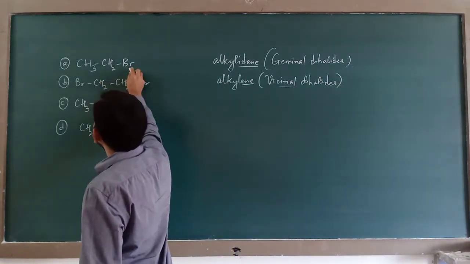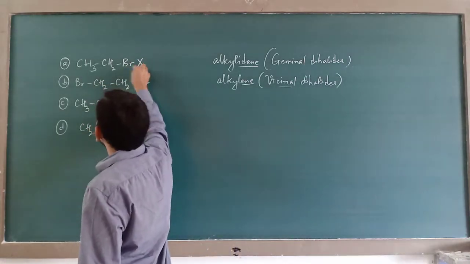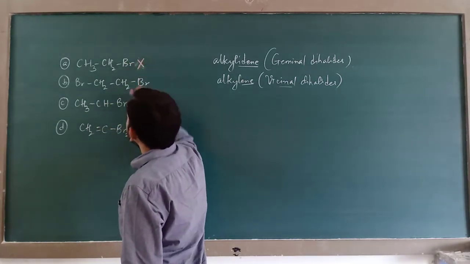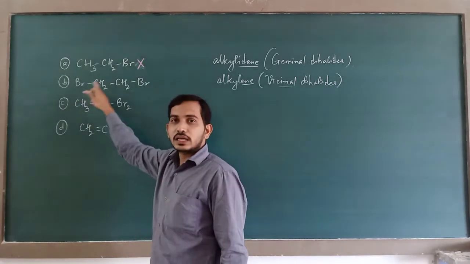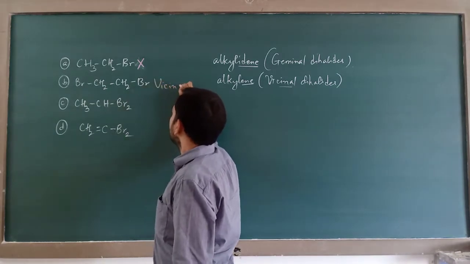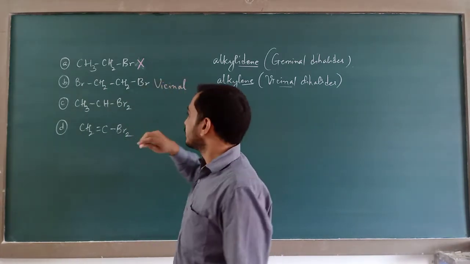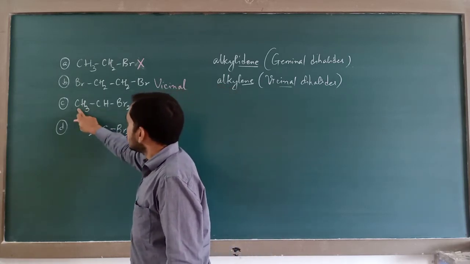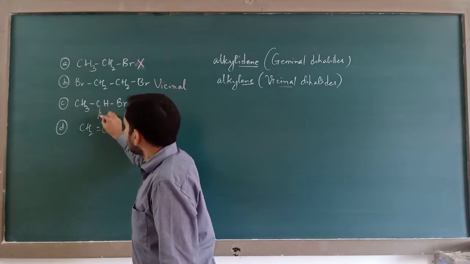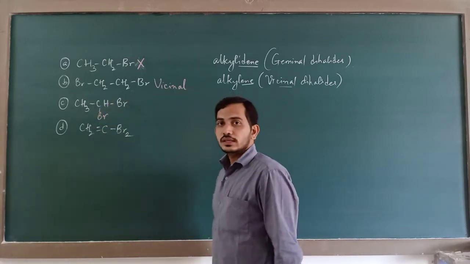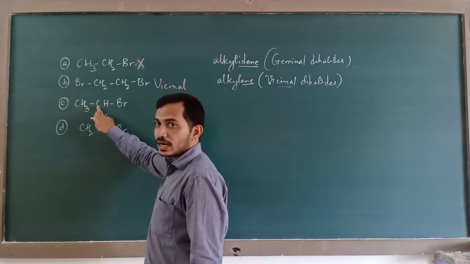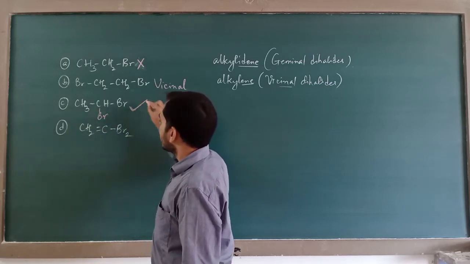If you look at the first option, it contains only 1 halogen. So this cannot be the answer. Then you look at second option, it has 2 halogens, but these 2 halogens are attached to adjacent carbon atoms. Means this is an example for vicinal and not geminal. Now third example, you will see CH3CHBr2. I can write this Br2 in this form also. There were 2 bromines. So this is a geminal because both the halogens which are same, they are attached to 1 carbon atom. So this is our required answer.